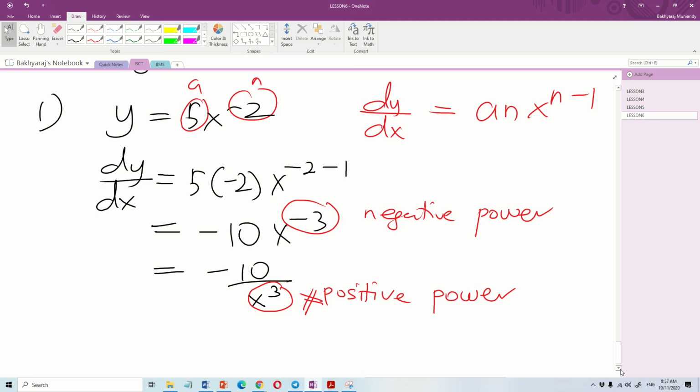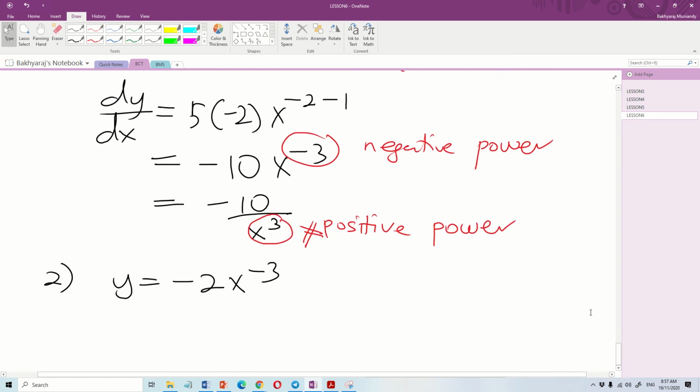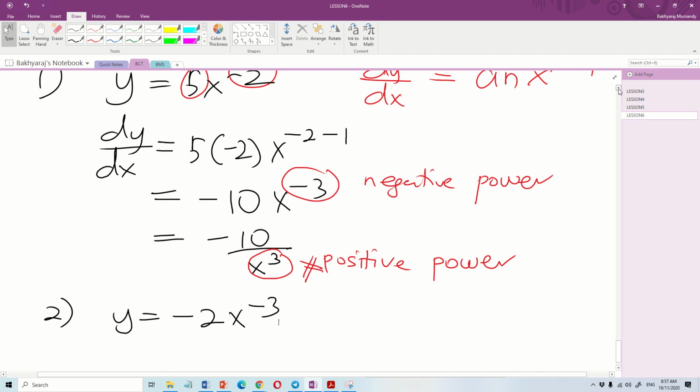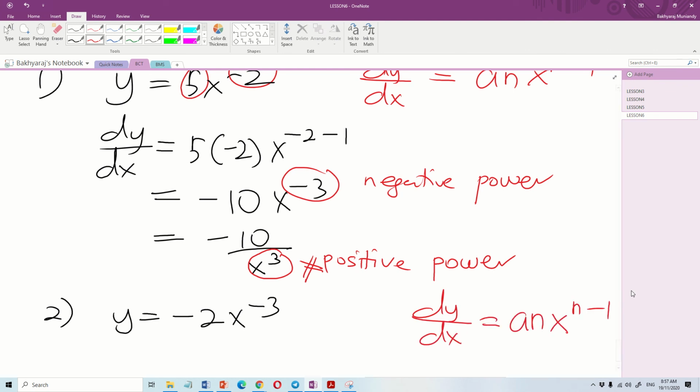Okay, next I give you another example. Number 2: y equals negative 2 x power of negative 3. Try this question. Again, what is the formula? The formula is still the same, tak ada ubah apa-apa. dy/dx equals a n x to the power of n minus 1.